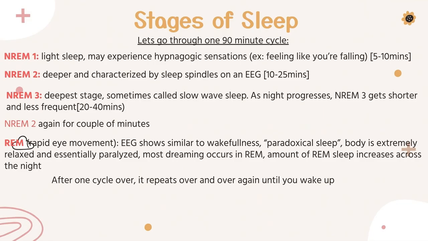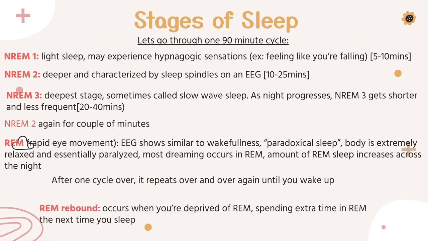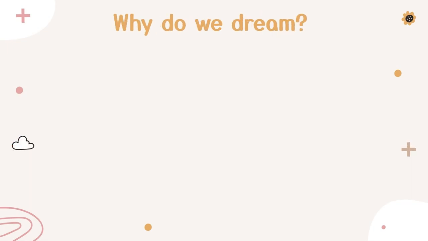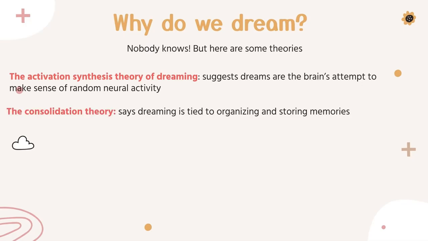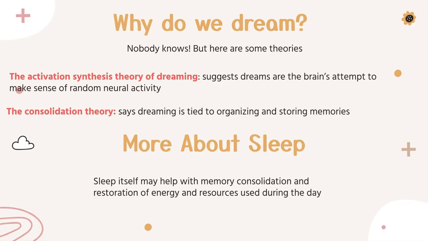REM rebound occurs when you're deprived of REM, so you spend extra time in REM the next time you sleep. Why do we dream? Nobody knows, but here are some theories. The activation-synthesis theory of dreaming suggests dreams are the brain's attempt to make sense of random neural activity. The consolidation theory says dreaming is tied to organizing and storing memories. More about sleep: sleep itself may help with memory consolidation and restoration of energy and resources used during the day.